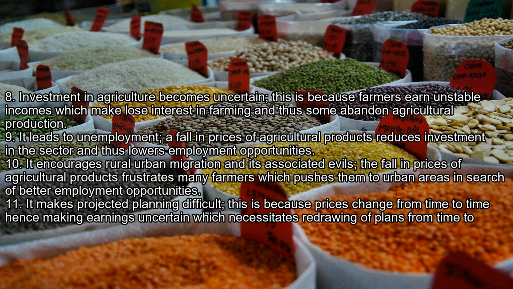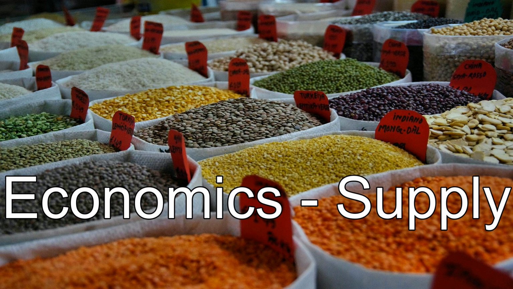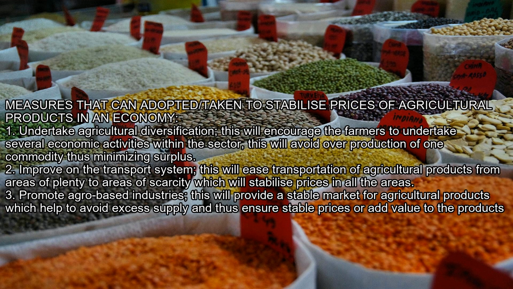This is because prices change from time to time, hence making earnings uncertain, which necessitates redrawing of plans from time to time. Measures that can be taken to stabilize prices of agricultural products in an economy. 1. Undertake agricultural diversification. This will encourage the farmers to undertake several economic activities within the sector. This will avoid overproduction of one commodity, thus minimizing surplus.